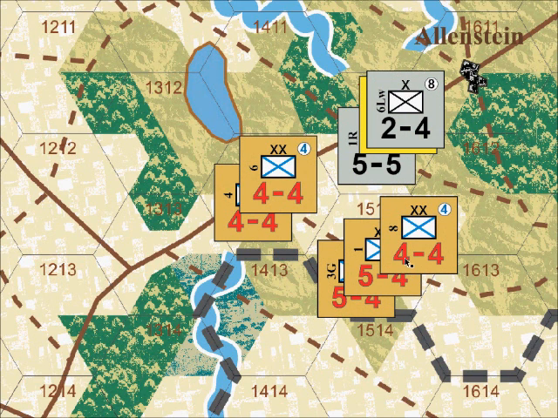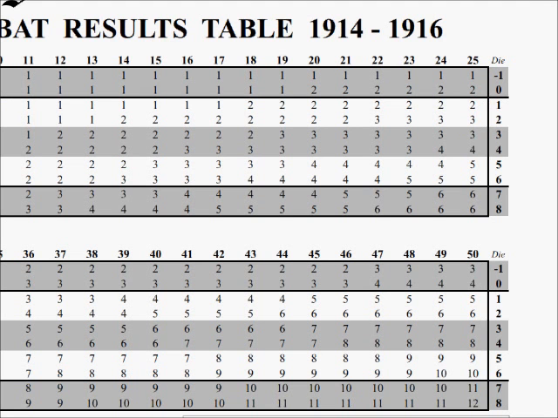The attacker has a total of 22 strength points, 5 + 5 + 4 in this hex, plus another 4 + 4 in this hex. Since woods has been selected as the defensive terrain, the attacker's die roll will be reduced by 2. And let's say the attacker rolls a 3. So after adjustment, it's going to be a 1. On the combat results table, a 1 on the 22 column means that the attacker will inflict a 2 strength point loss on the defenders.